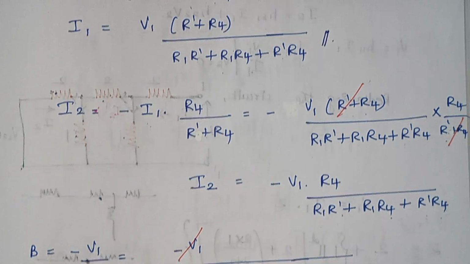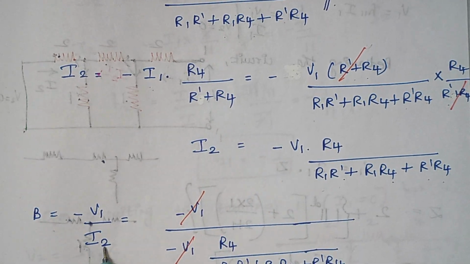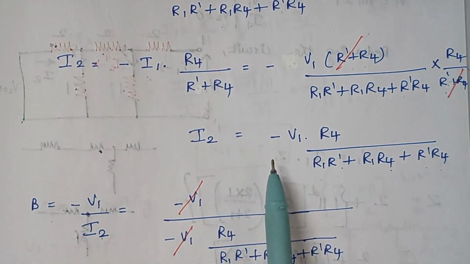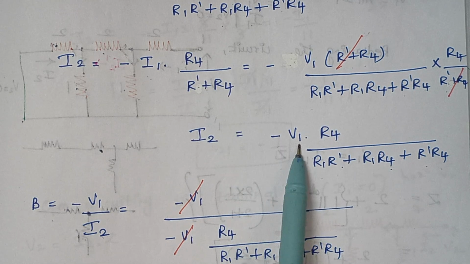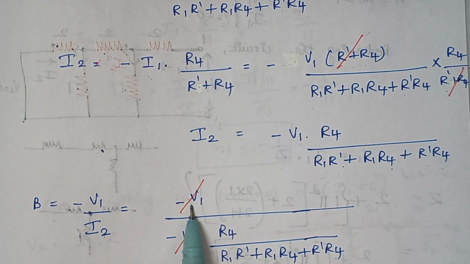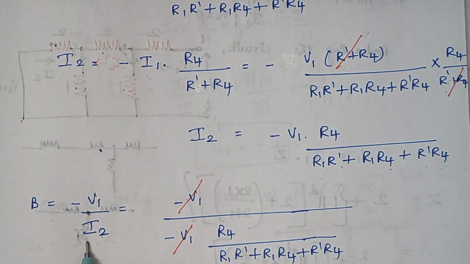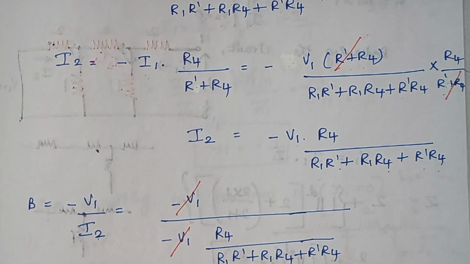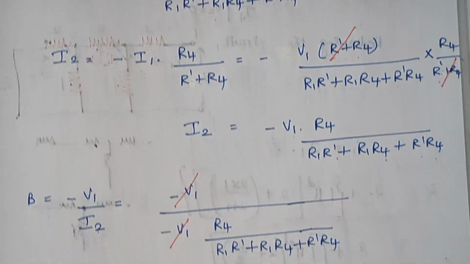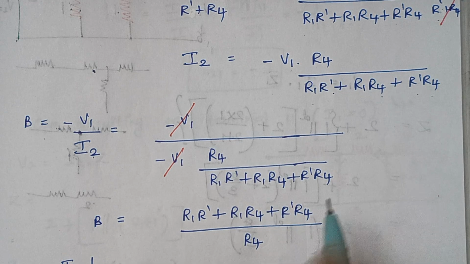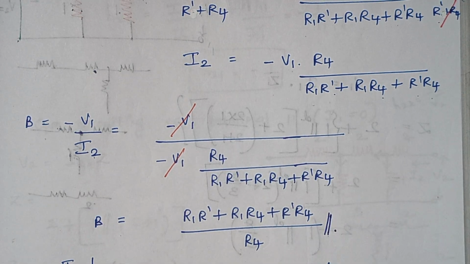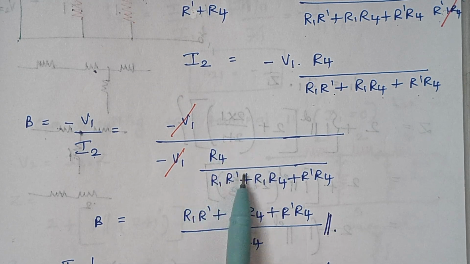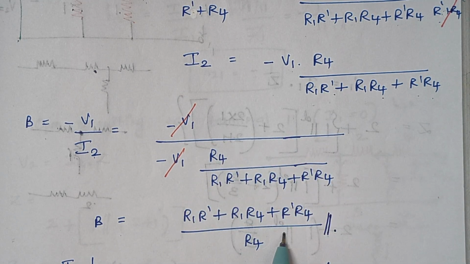So now B is given by minus V1 by I2. So you just keep this V1 as such, minus V1, because you see in I2 we have a minus V1 term. So don't replace V1 with some other terms. So now for I2 just substitute this expression and you see V1 they cancel each other. And finally, we have the value of B as this expression. Because here they are in the denominator part. When you move this term to the numerator, they appear as a reciprocal.